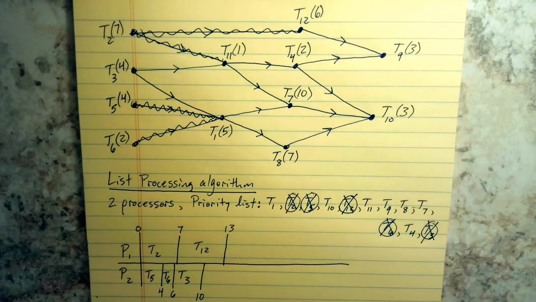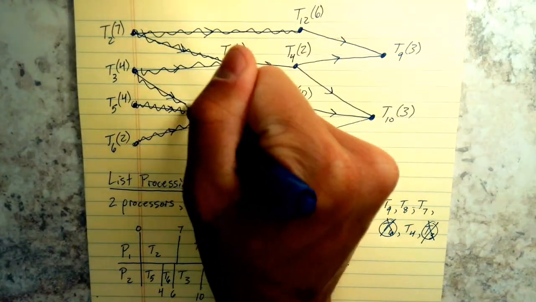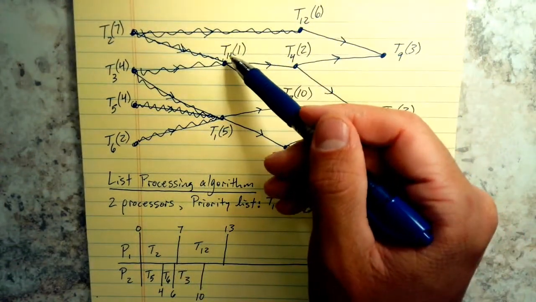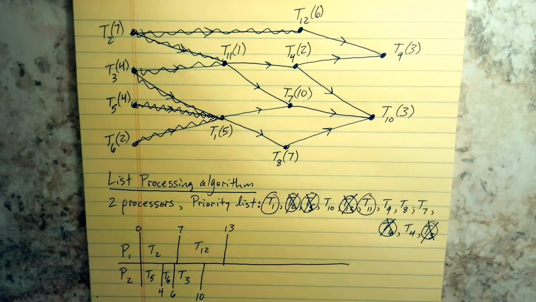And it's scheduled, so I'll cross it off. So then I'll go back here to time 10. Task 3 is done. So I actually have 2 updates. 11 and 1 are both ready. So they get circled. And then at time 10, I'm going to schedule the first available, which is task 1.